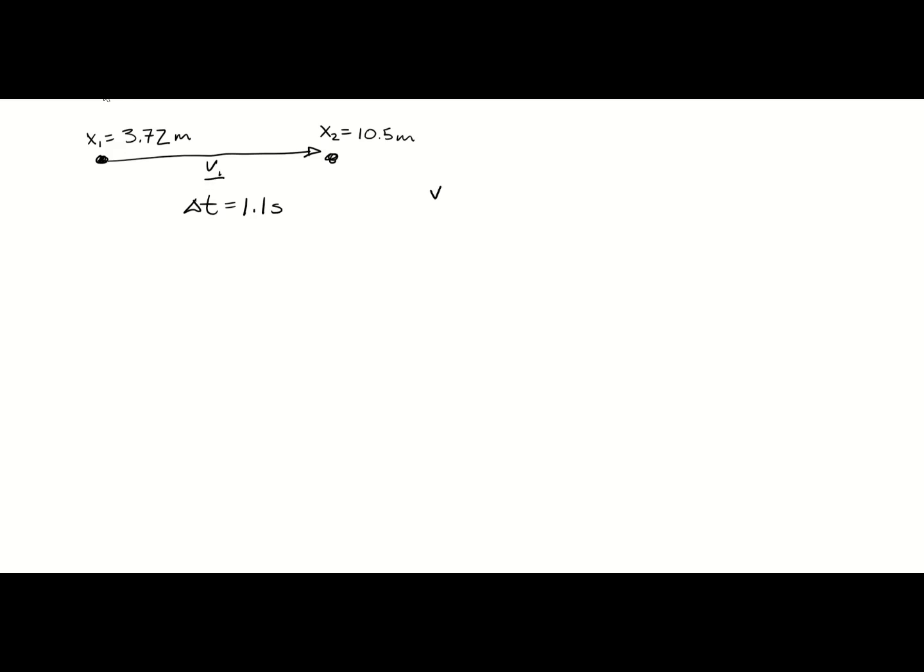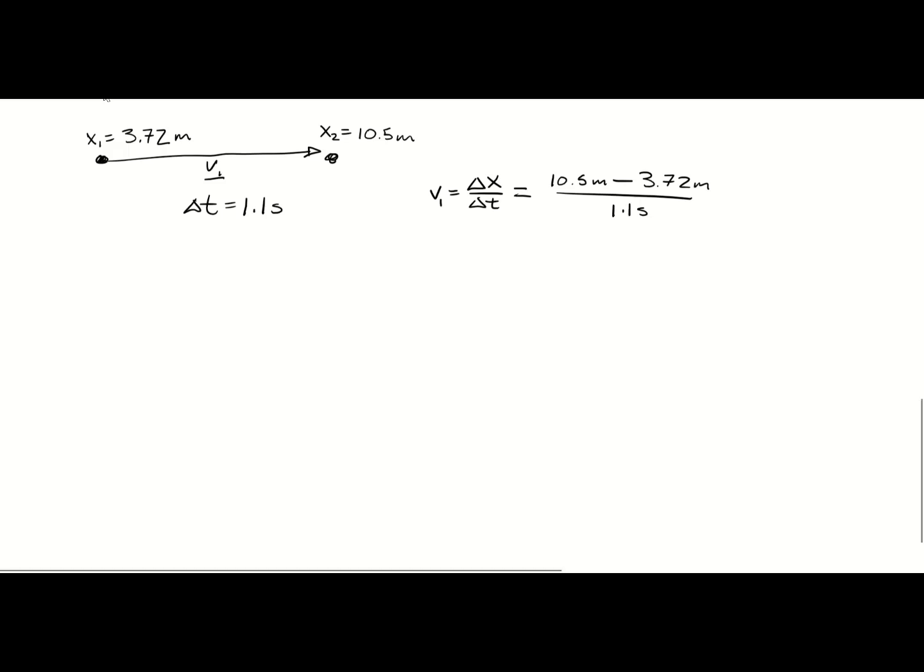We know from previous videos that the velocity is defined as the change in position with respect to the change in time. So this would be, correct that, it would be 10.5 meters, the final position, minus the initial position, 3.72 meters, divided by that 1.1 seconds.